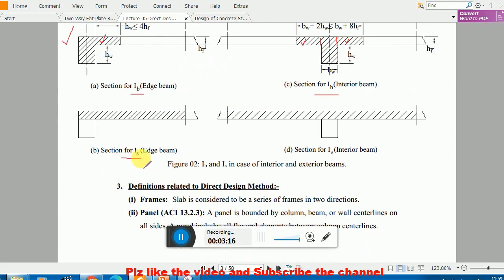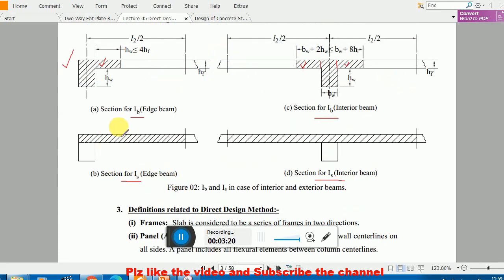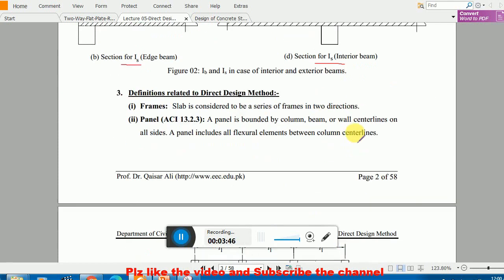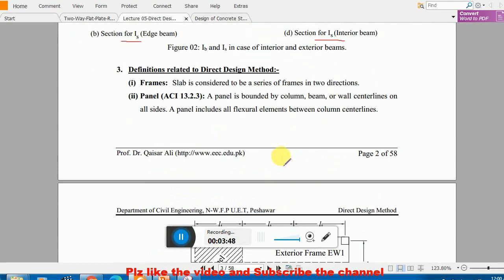This should be remembered. Similarly, for Is interior and Is edge, this is the slab moment of inertia for the edge slab, or you can say the end panel or exterior panel. In that case, the moment of inertia is denoted by Is, and it is calculated from the length and its thickness. Here the width of the section is L2 by 2 and L2 by 2, and this is very important to understand.